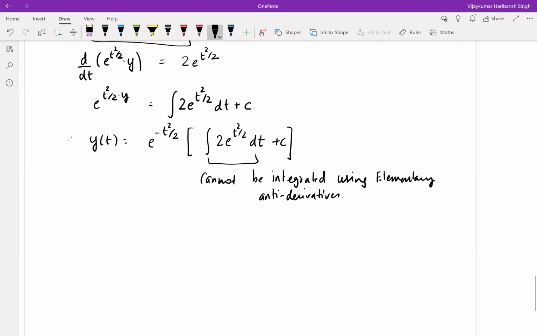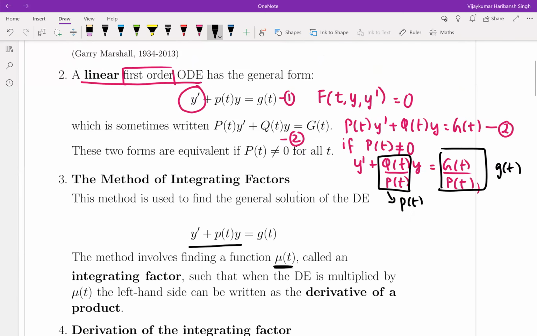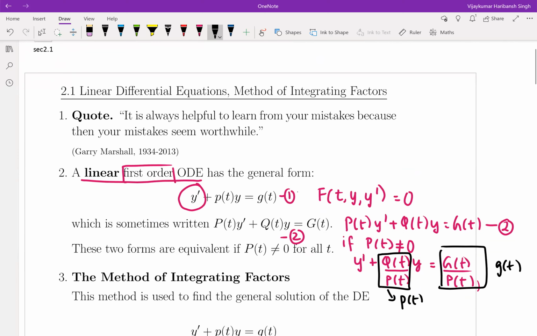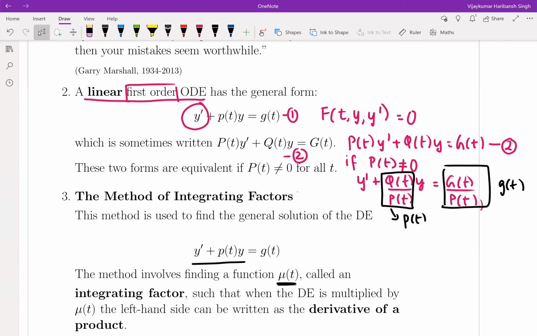So this is it for section 2.1. Let me brief again. What did we do? We solved a first order linear differential equation by the method of integrating factors. So that's about it, folks.